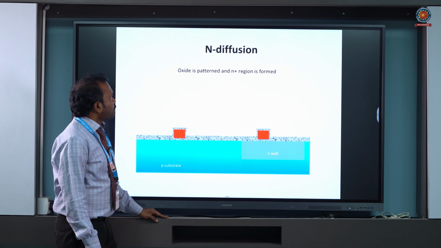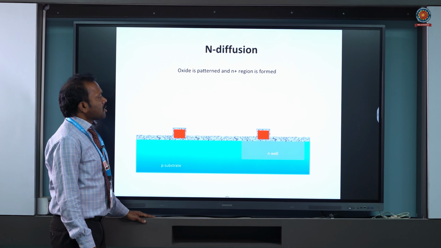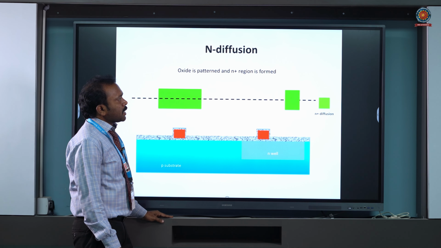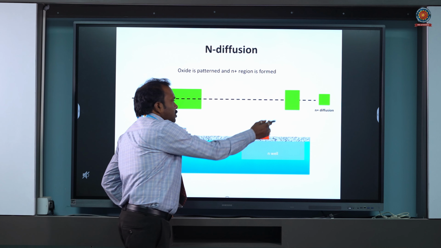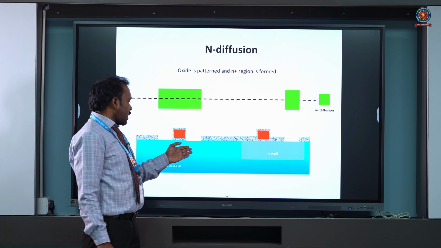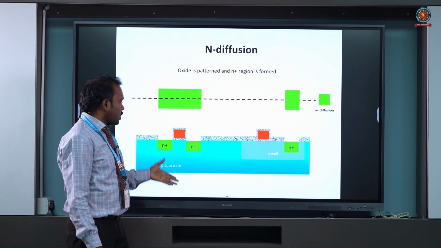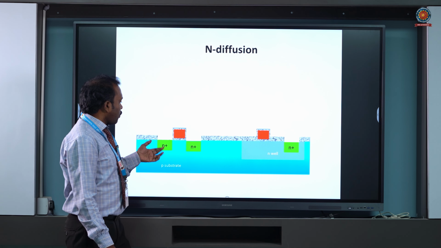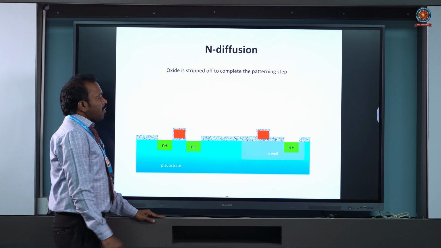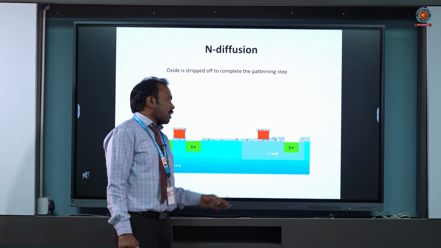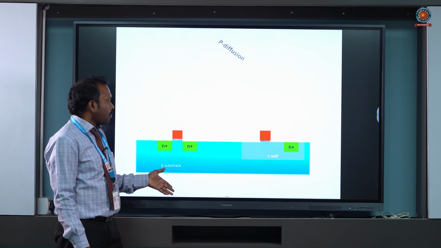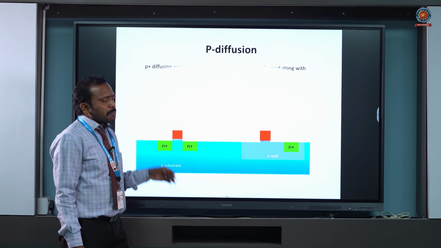Now the oxide pattern and N plus regions are formed here. To form this, I am using a mask again for the N plus diffusion. That N plus diffusion is applied to the N well as well as to the P substrate. Now this will act as a P well, where N plus regions are diffused. And on the N well side, we need to diffuse the P plus as well as the N plus regions to form the substrate contact also.